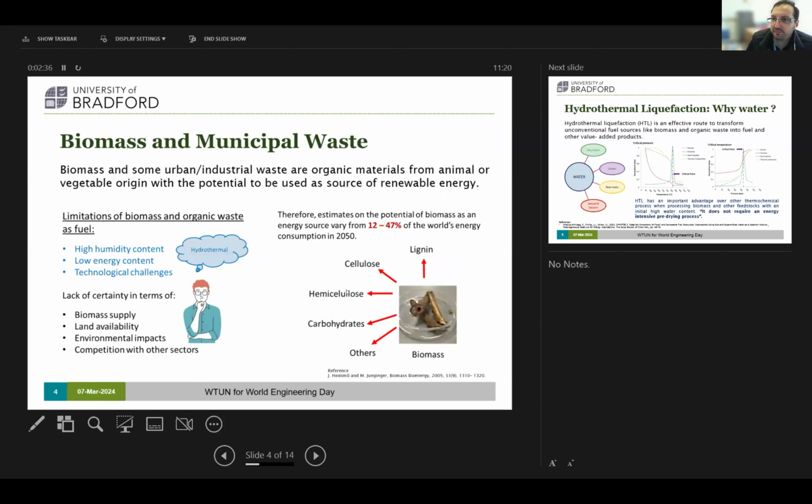Biomass and municipal waste is a problem in itself. We are producing tons and tons of waste every day. And the good thing is that we can use this waste in order to transform it into value-added products. There are many challenges in processing biomass and municipal waste to produce fuels. One of them is the high water content in these feedstocks, which makes it really energy intensive to process them through traditional routes. Also, there is the low energy density that we find in biomass. Biomass has a complex chemical structure, mainly composed of cellulose, hemicellulose, lignin, and other organic compounds. And we need to be very efficient when we are processing these types of feedstock.